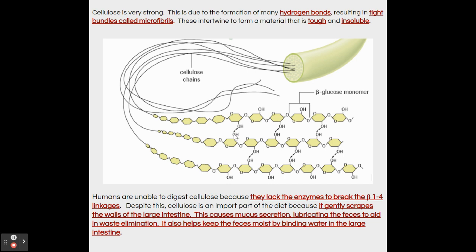So these hydrogen bonds again allow for cellulose to be extremely strong, but also our bodies cannot break down the beta 1,4 linkages.